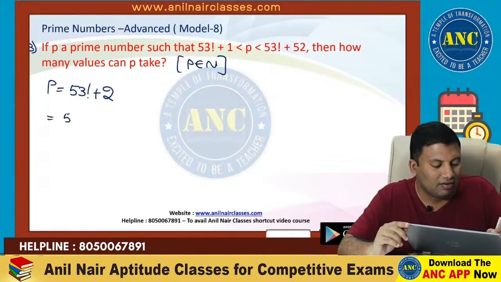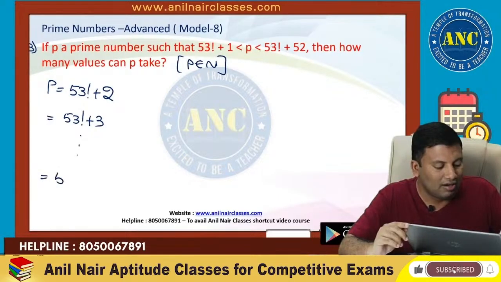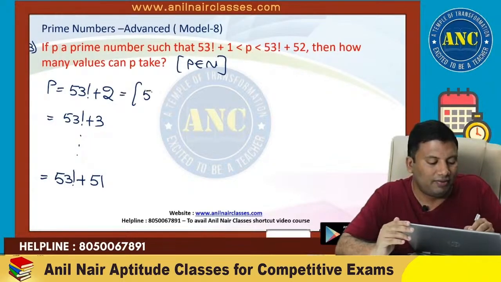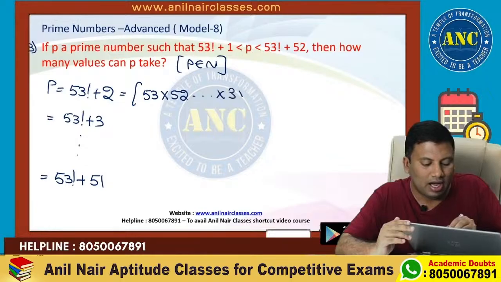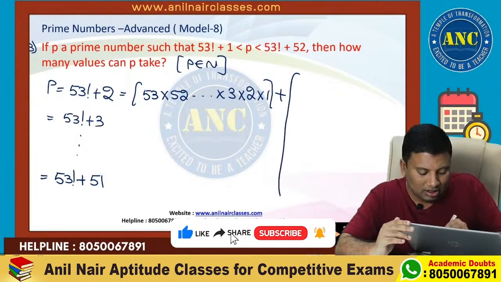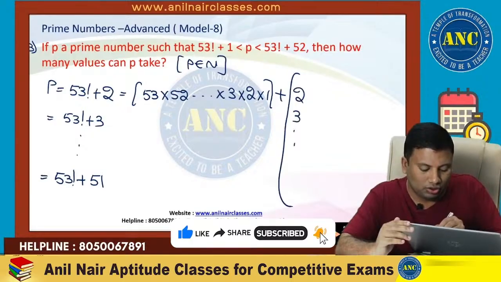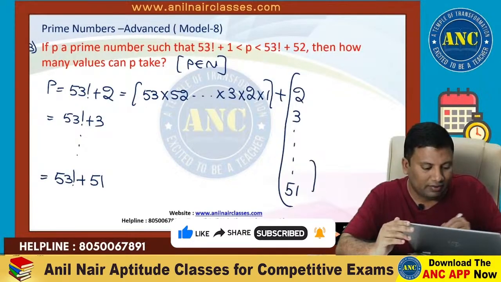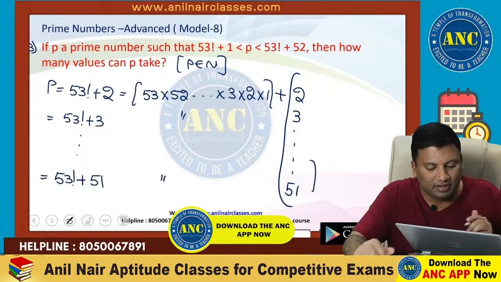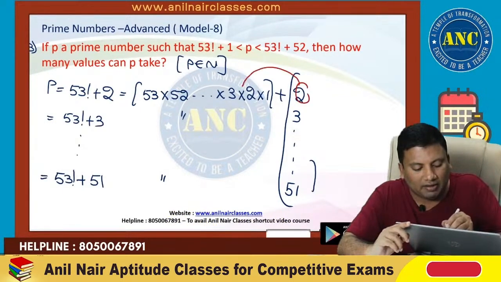Next it is 53 factorial plus 3, and so on up to 53 factorial plus 51. These are nothing but: 53 factorial is 53 into 52 and so on up to 3 into 2 into 1, plus this value, which can be 2, 3 and so on up to 51. This will come everywhere, same logic as what we did in the previous problem. 2 is a part of this number.